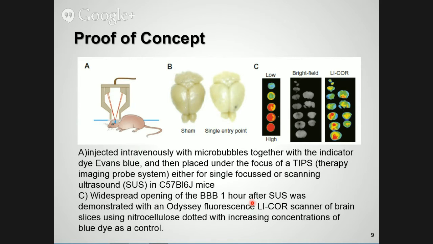So even 1 hour after this scanning ultrasound was performed, you can actually see widespread Evans blue staining in the brain of these different animals.